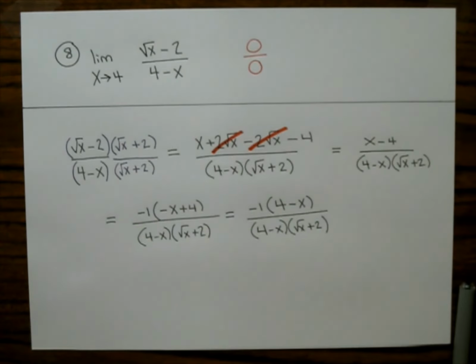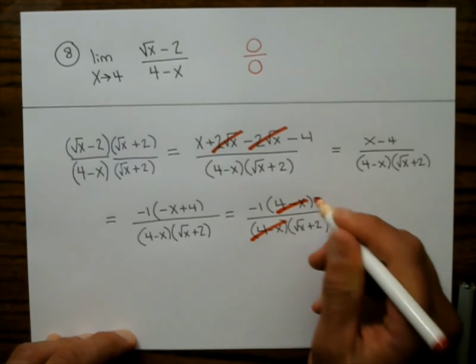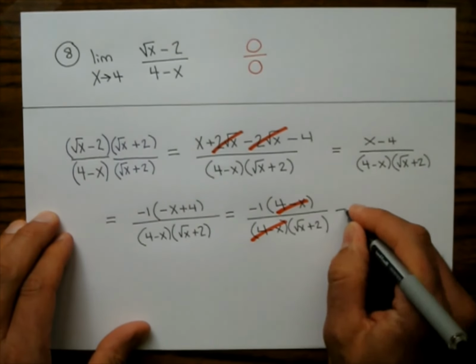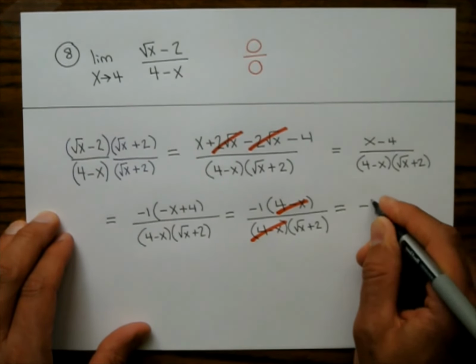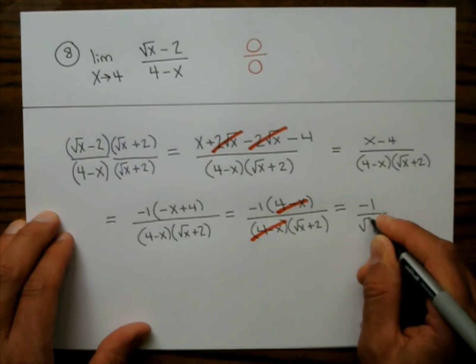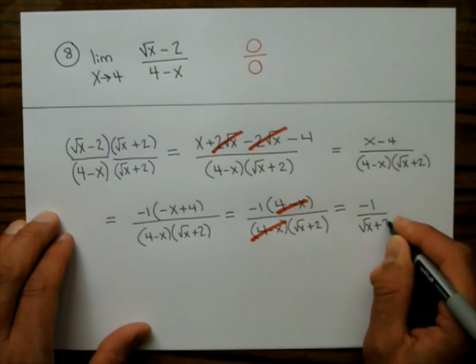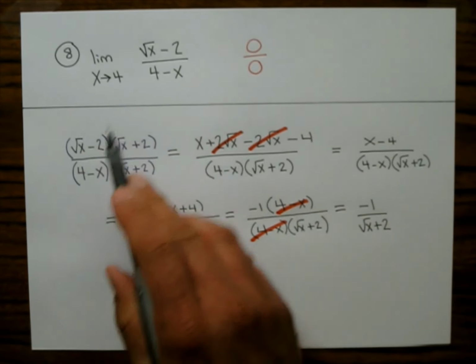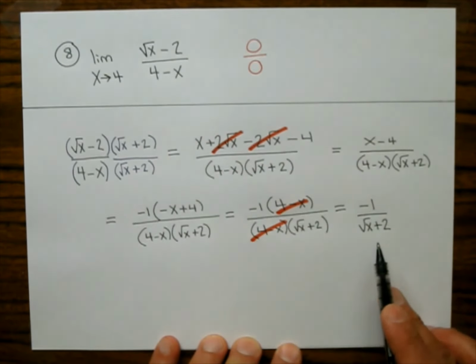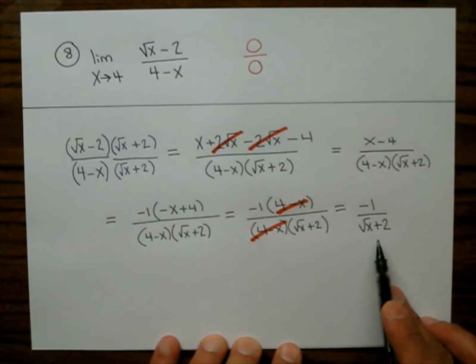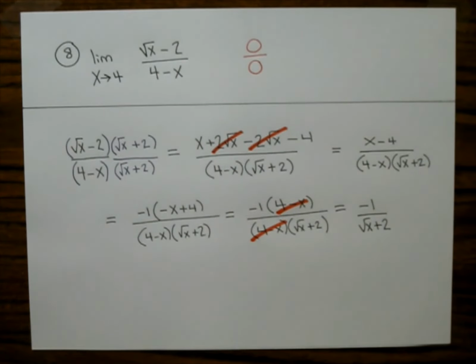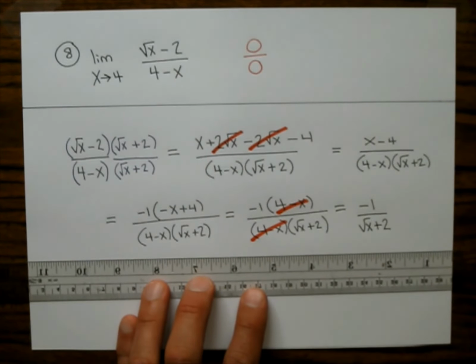So look what's happening. Those cancel. And my algebraic expression becomes negative 1 over root x plus 2. So I've rationalized the numerator. I got rid of the radical in the numerator. Now it's in the denominator. There's a radical in the denominator, but oh well, let's go ahead and try this out instead of that one. So go ahead and put a line here because now we're done doing the algebra.